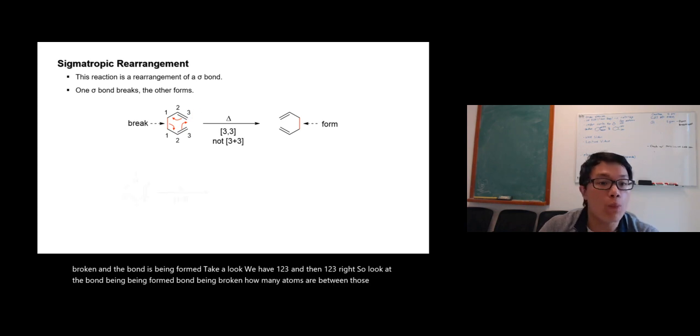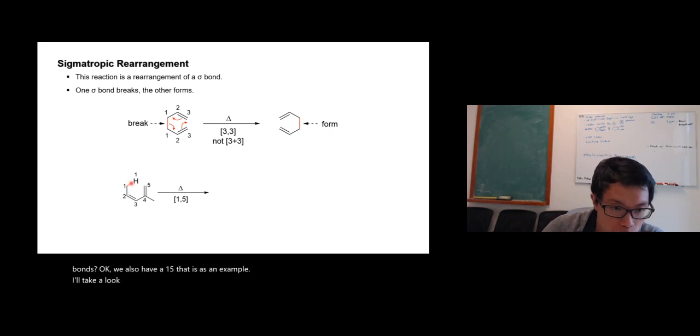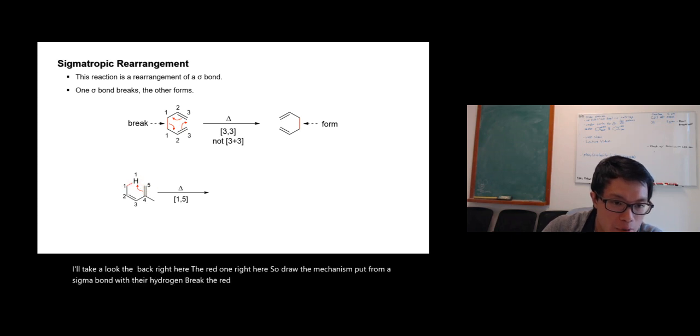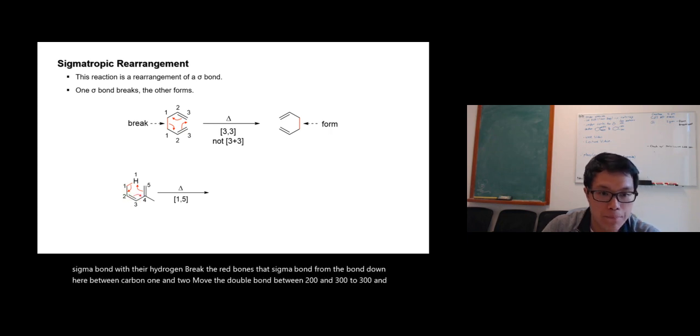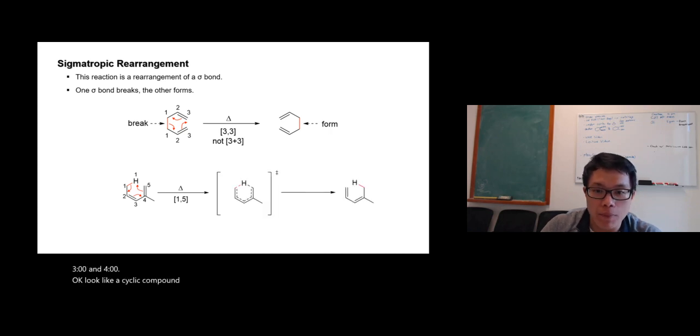We also have a 1,5 as an example. Take a look. The bond is going to break right here, the red one. So draw the mechanism. From a sigma bond with a hydrogen, break the red bond, that sigma bond, to form a double bond down here between carbon 1 and 2. Move the double bond between 2 and 3 to 3 and 4. Okay, it looks like a cyclic compound. And then form a bond on the right side right here. Basically, bond breaking, bond forming.